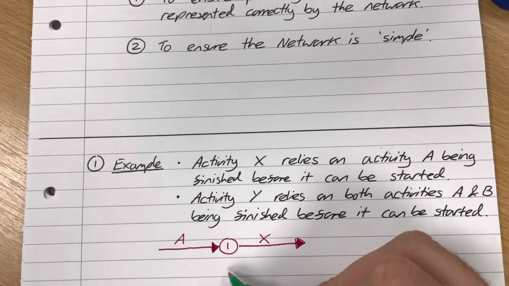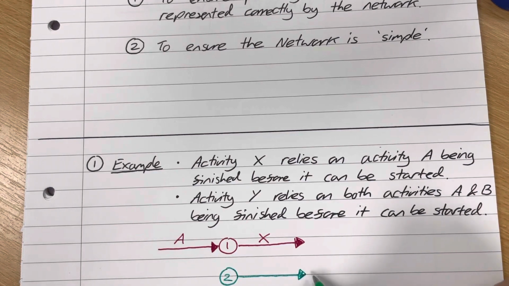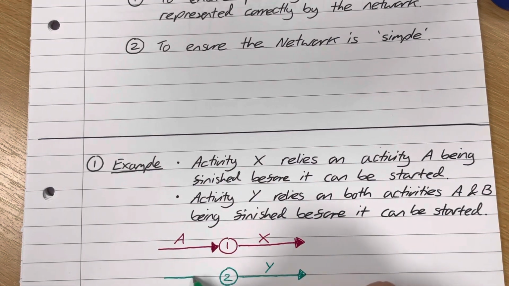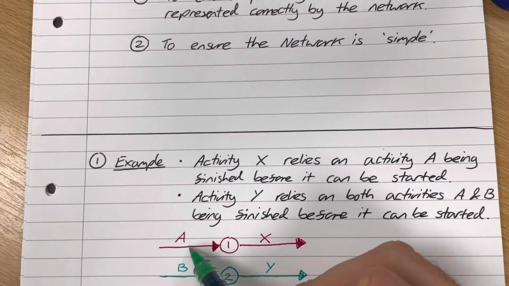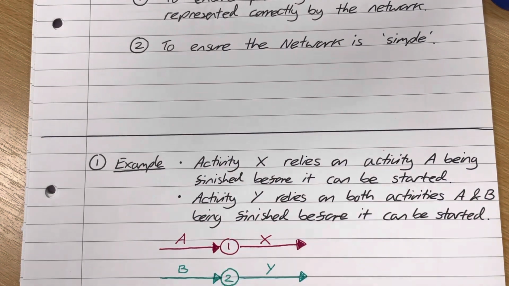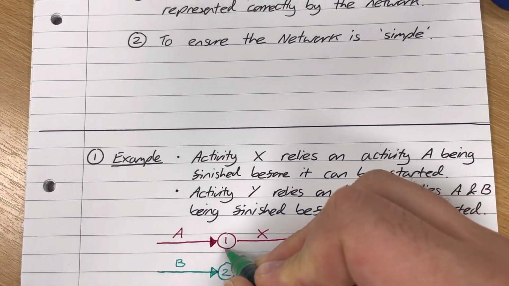So what I actually need to do is introduce a new node, which I'm going to call node 2, to have Y coming out of it, and have activity B coming into it like this. But at the moment, node 2 only represents activity B being finished. I want A to be finished as well. Now, we don't branch off A. We don't ever split an arc up in a critical path analysis network. What we do instead is we introduce a dummy arc.